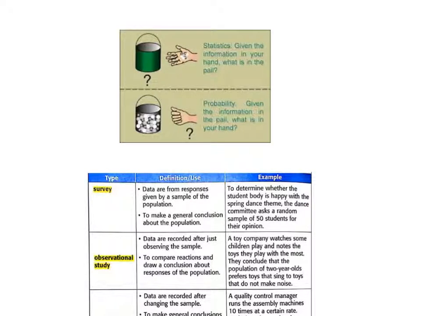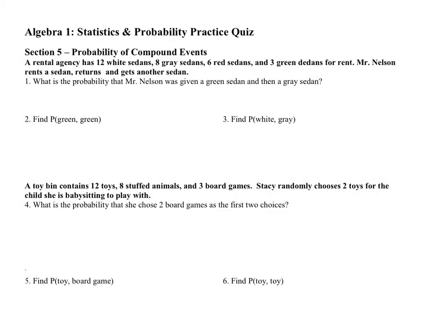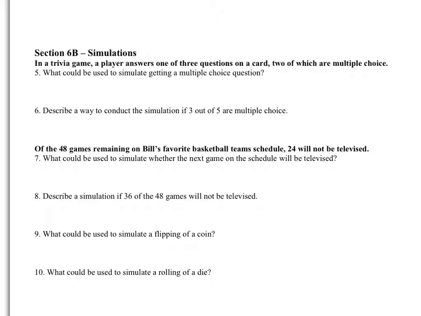Section 6B, Simulations. So a simulation is, like I said with experimental probability, running an experiment, creating the probability that you want to have, and seeing what happens.